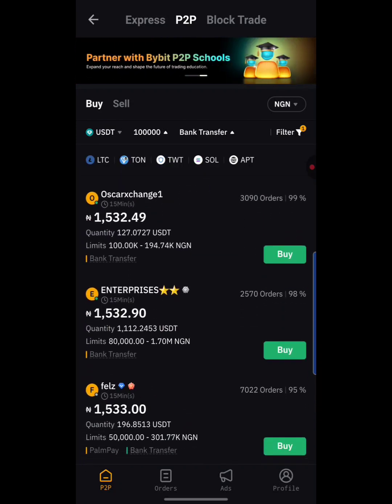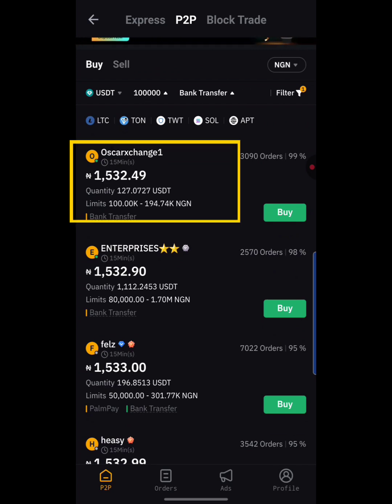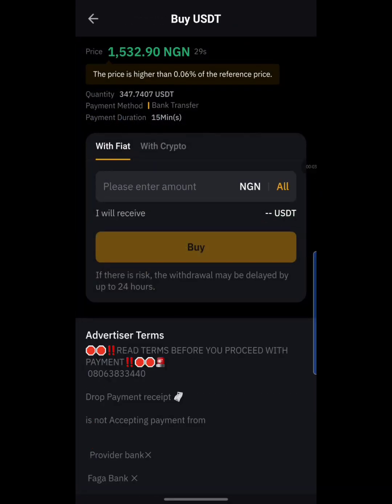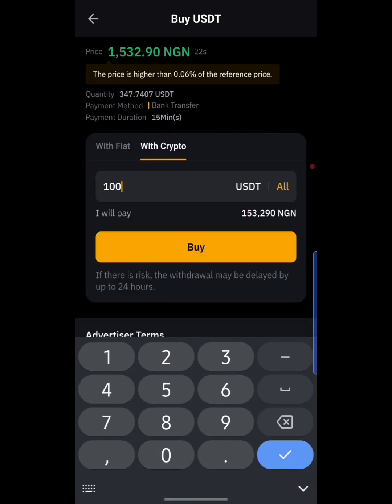And then you can just simply find someone from whom you can buy 100 USDT. So let's say you actually want to buy from this very first guy right here called Oscar Exchange. You can just simply hit on buy right here, and then you simply hit on with crypto right here, and you simply hit on 100 USDT, guys. As you can see, 100 USDT is going to give us a sum of 153,290. So we're going to be spending 153,290 to actually get 100 USDT. All right, but guys, you need to be careful because some of these guys right here, they're actually dubious.